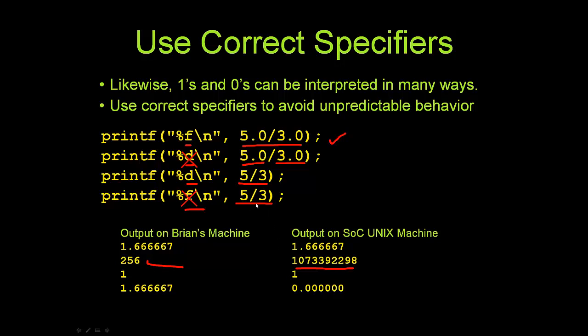Now, if you do 5 divided by 3 and then you do a float, right, you get different things. Okay, on Brian's machine, you get this thing, still okay. On SOC machine, you get 0. Okay, so it's a bit odd. The basic thing to understand is that if you print out the output in a way which is not quite the right specifier, right, you get some unpredictable behavior. So you just try not to do it.